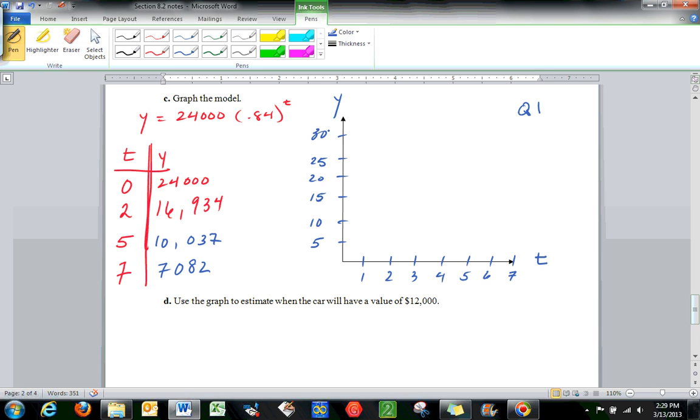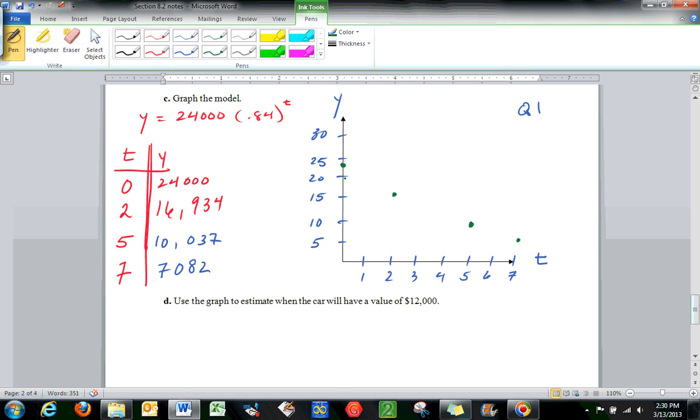And then I would graph my t-chart points, and so here we go. 0, 24,000, and so remember these are represented in terms of thousands, so that's roughly 24,000. 2 and 16,000, of course we're just guesstimating this the best we can. 5 gives me roughly 10,000. And 7 gives me about $7,000, and you can see the general trend here.